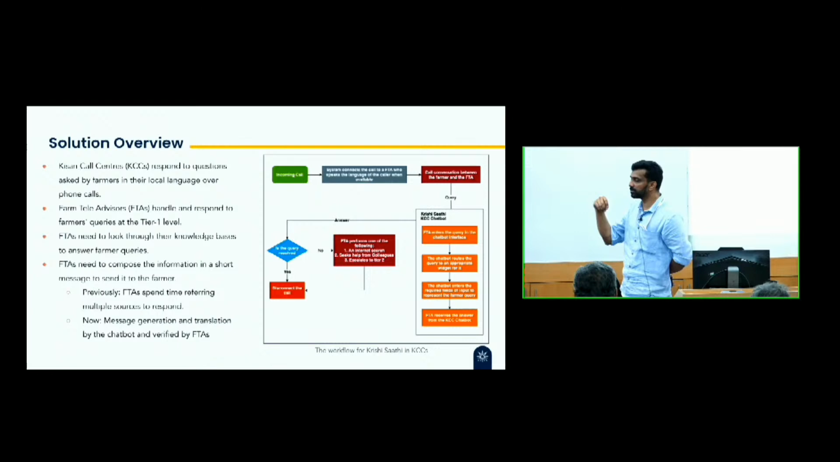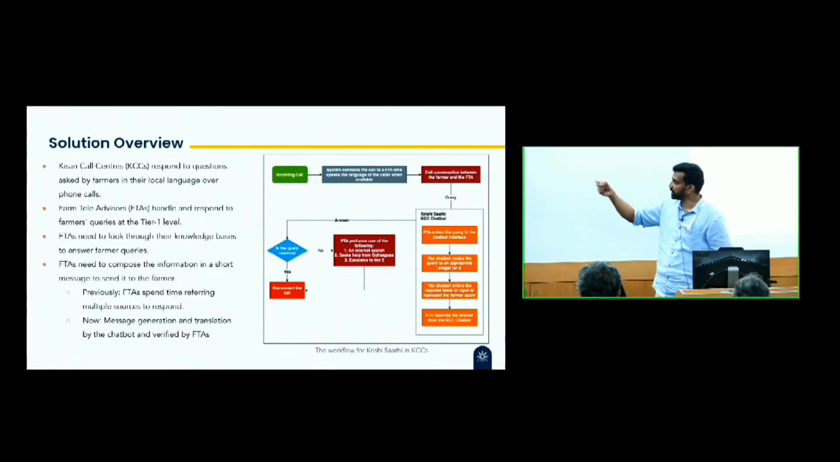So then he collects all this information, then responds to the farmer. Right now, all this will be done by the chatbot. He only needs to verify it. So the LLM will even form a proper template response with all the information in hand. The FTA only needs to make sure, and the LLM will tell the FTA, okay, I got the maximum temperature as 43. So here is the source.